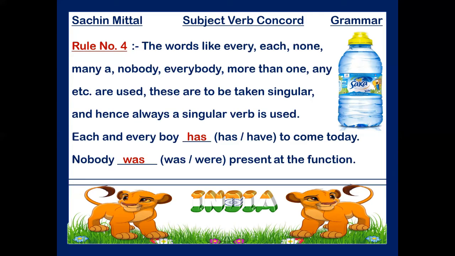Now understand the second example on your own. Nobody dash present at the function. Nobody is the same word that we have to use in rule number 4. It is to be taken as singular. So we have used the word was, and not were. I hope you understand now. Okay, moving forward.